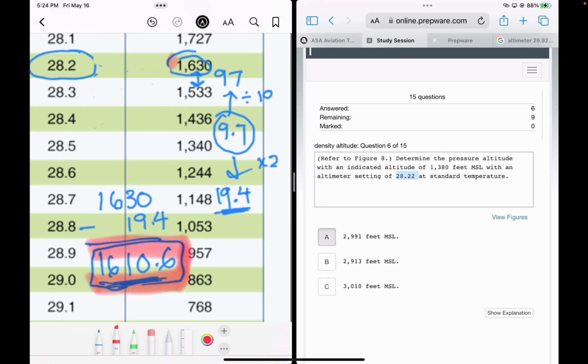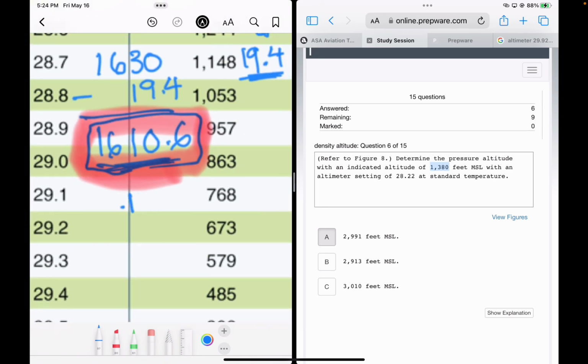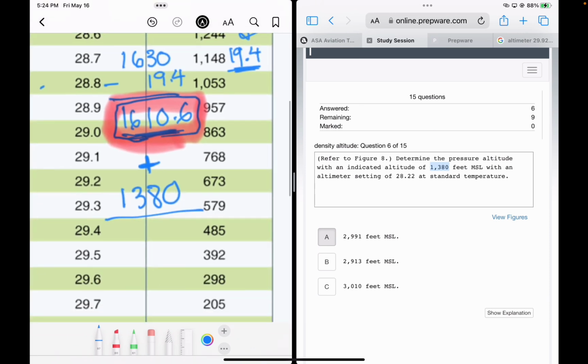We have this number. This is called the conversion factor. We're not even done with this question yet. Wow, it took us so long. What do we do with this number? We take this number and we add it to this number. Okay? We add it. So we take this number, we add, that's a plus sign, 1380. What do we get? Calculators, anybody, give us the answer.